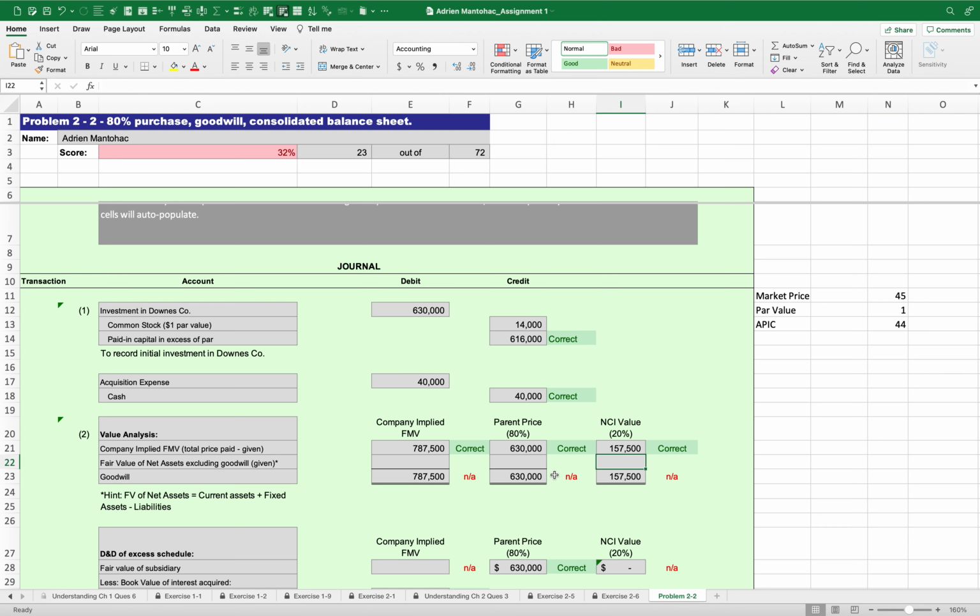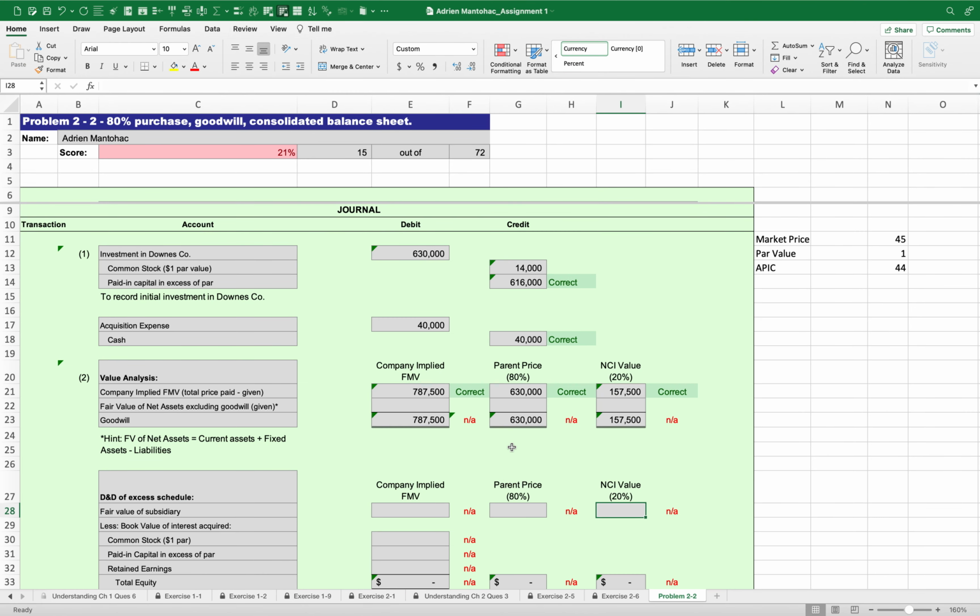The next step in the value analysis is, of course, to determine the goodwill. And goodwill will be inherent anytime you have paid over and above the fair value of the net assets of the subsidiary, right? So the next thing we need to do is determine the fair market value of the subsidiary's net assets, excluding goodwill. It'd be one thing if they had given us the fair value of the net assets excluding goodwill, but they haven't done that. They've only given us some assets that were overvalued in this purchase, but we'll come back to that in just a minute.